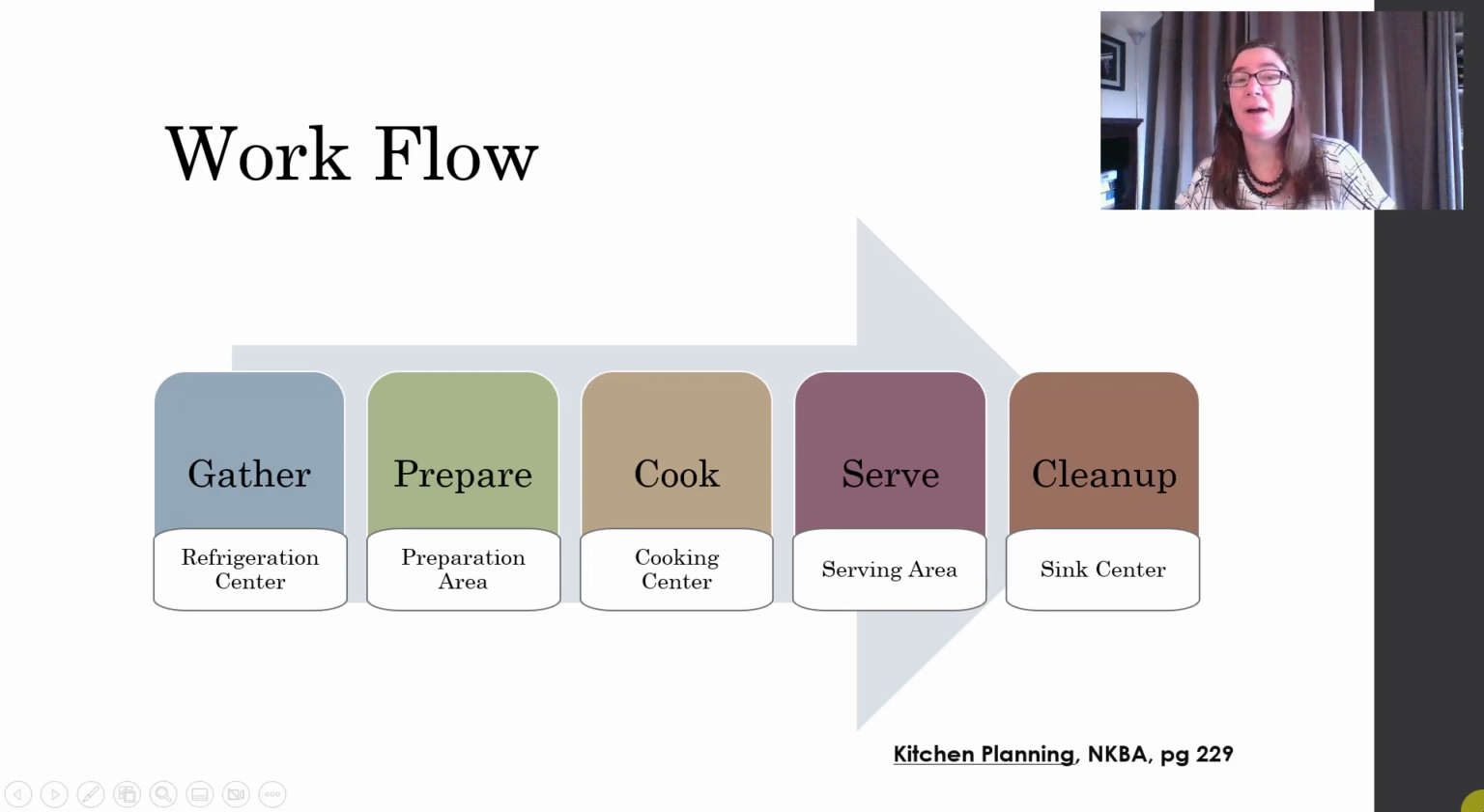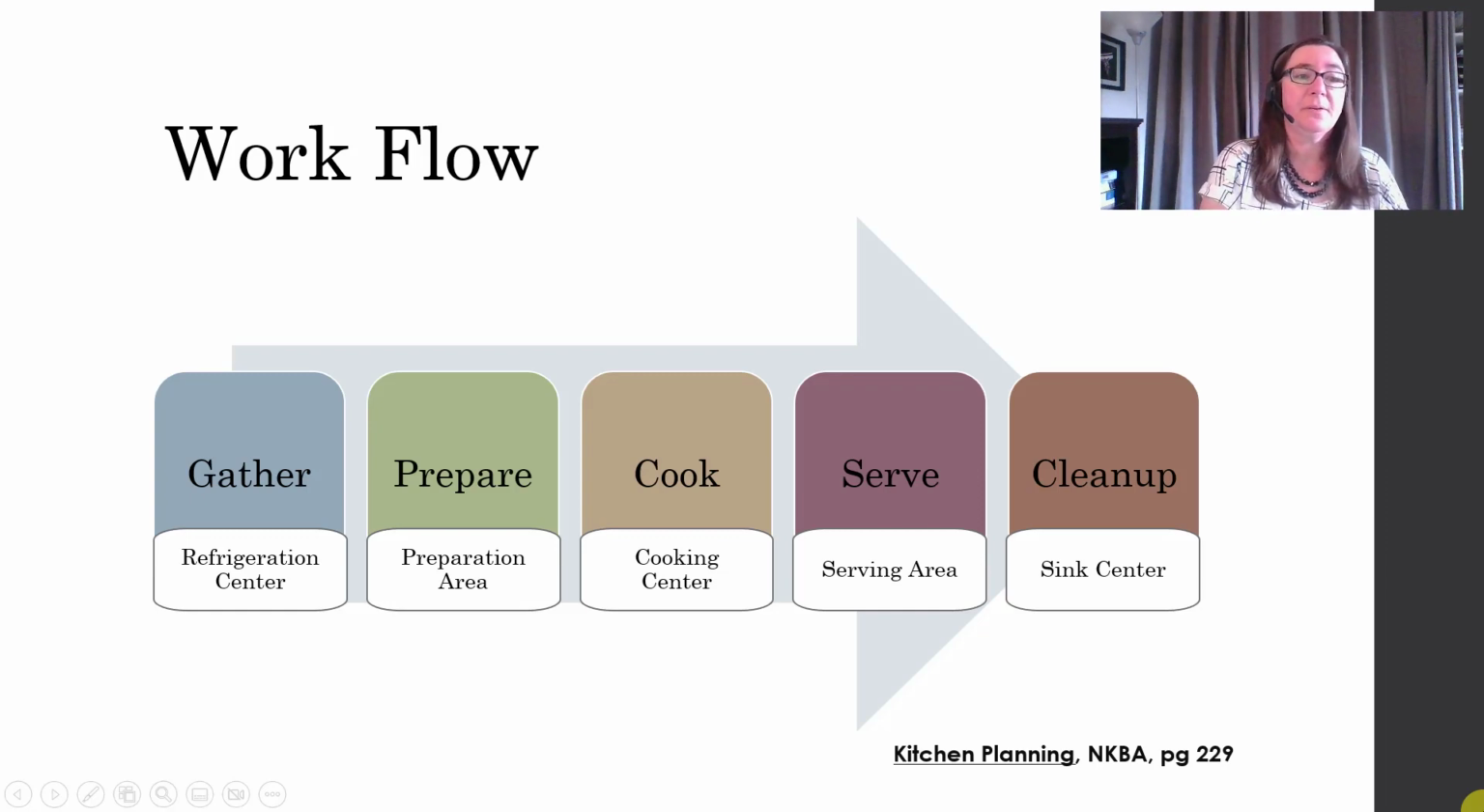One way to think about or analyze a kitchen is called the workflow. This is an idealized sequence of activities that happen in the kitchen. For example, you might start by gathering ingredients. You would then prepare them, maybe chop your vegetables. You'd cook them, serve your meal, and finally there's the cleanup. And so this would move through the different centers of your kitchen.